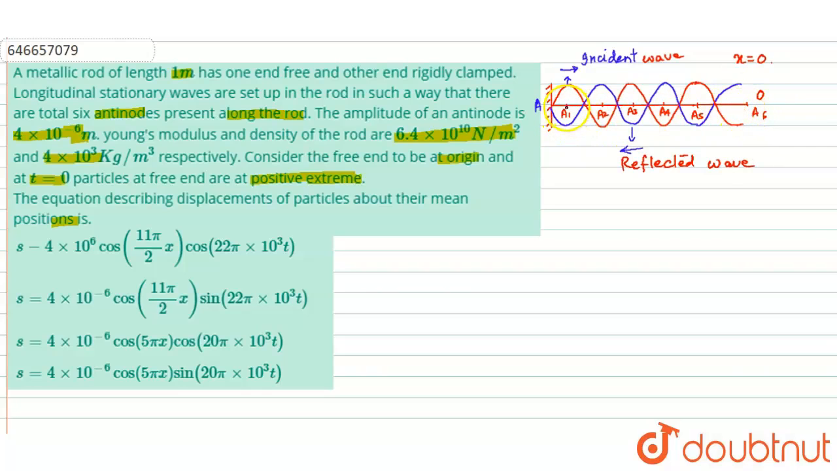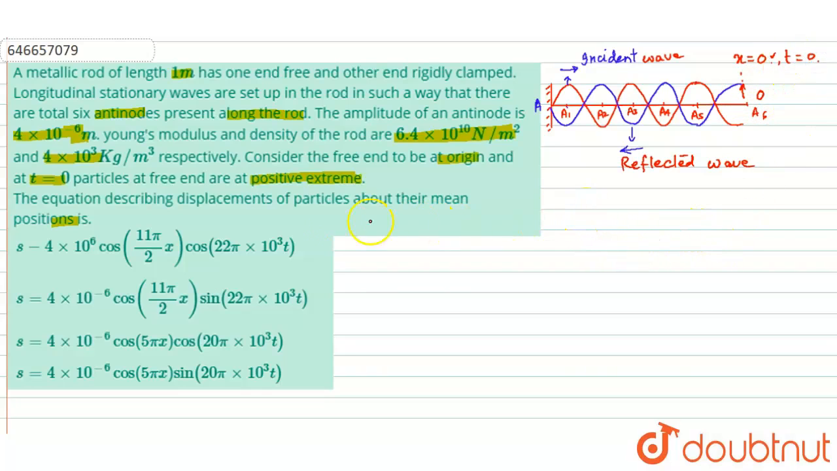Now the stationary wave is formed such that there are 6 antinodes, right? So A1, A2, A3, A4, A5 and A6 are antinodes, and it is given that the free end is at the origin, so we have taken x equals 0. The particles at t equals 0 are at their extreme. So this is the snapshot of the stationary wave at t equals 0.